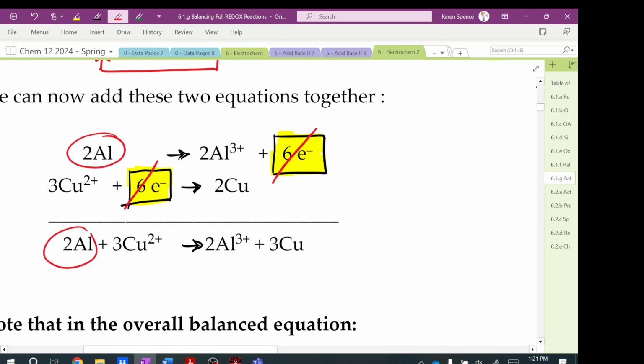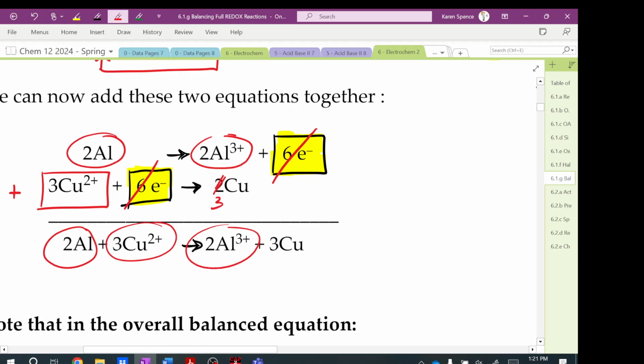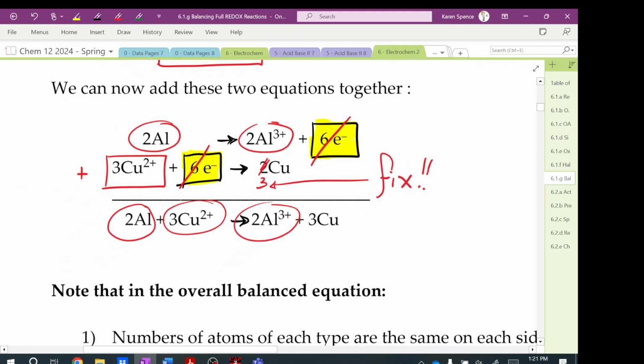2Al plus 3Cu2+. So we're basically adding these 2 half reactions together. That gives us 2 aluminum, and this should be a 3. Sorry about that. 6. 3 copper.